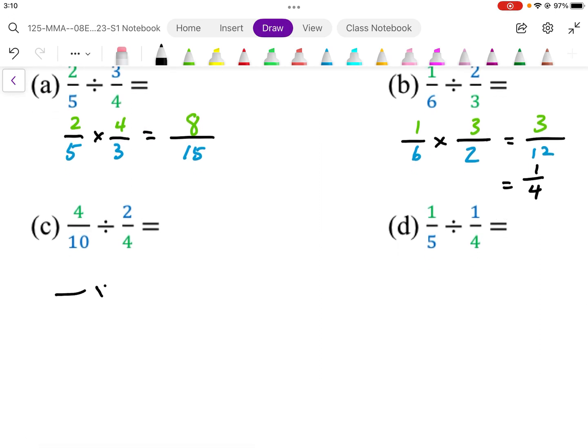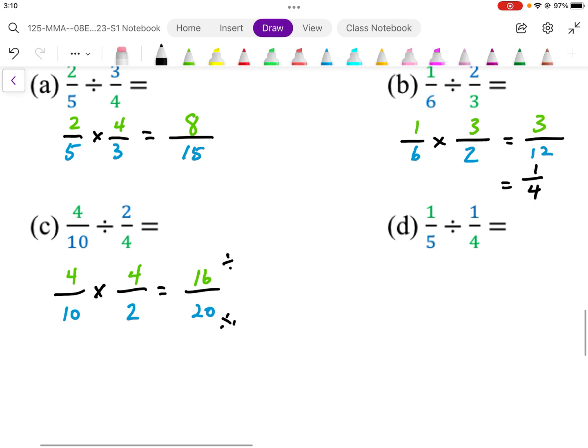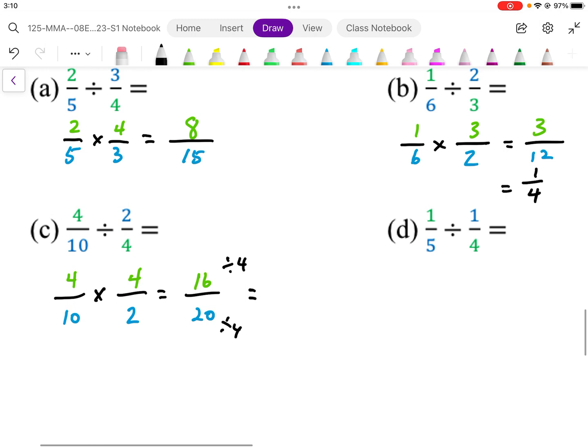So same thing here. We don't want to divide, we're going to times. So if we times, we're going to flip that second fraction. So we end up with 4 over 2. We end up with 16 over 20. So there's our answer. That can be simplified by dividing by the common factors. And our simplified answer is going to be 4. 16 divided by 4 is 4. 20 divided by 4 is 5.